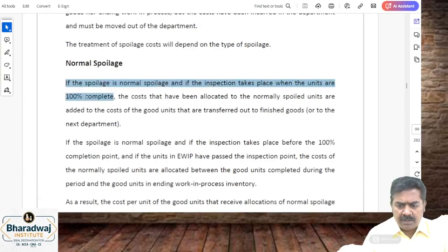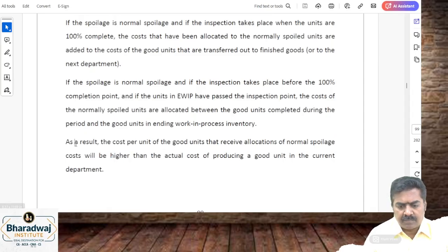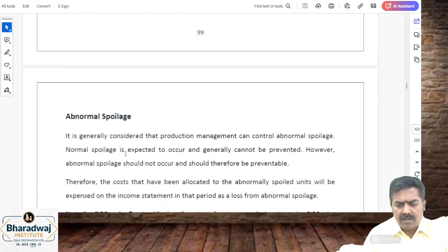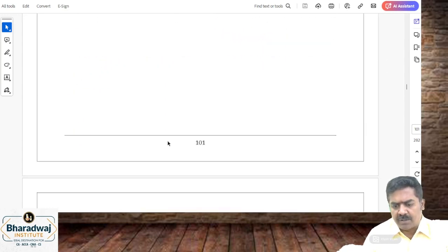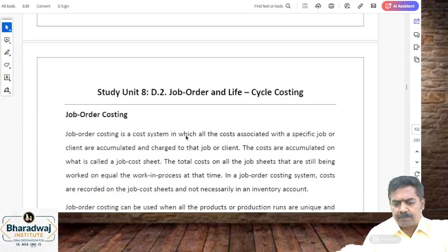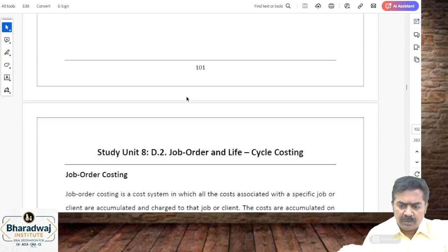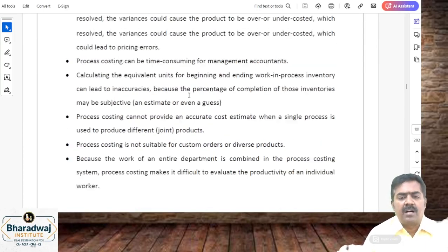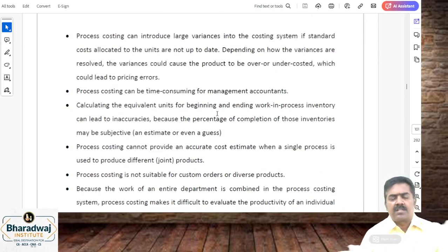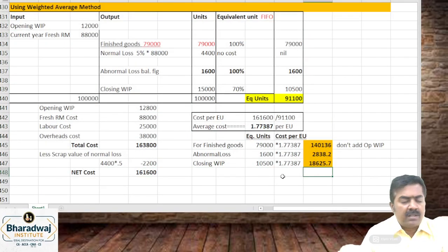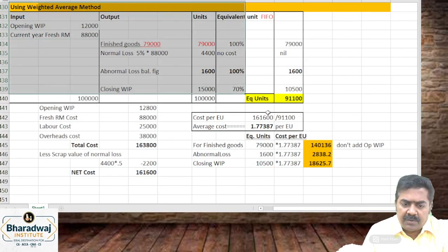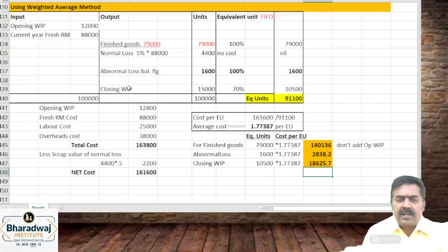Normal loss, we don't assign any cost. Abnormal loss, we assign the cost. You can go through the benefits and limitations of which one? Process costing. So I request you to go through the first 100 pages of material. That is what is covered in the last 4 classes including this particular class. Definitely this equivalent production, calculation and assignment of cost, etc. is one of the most important areas from the examination point of view.